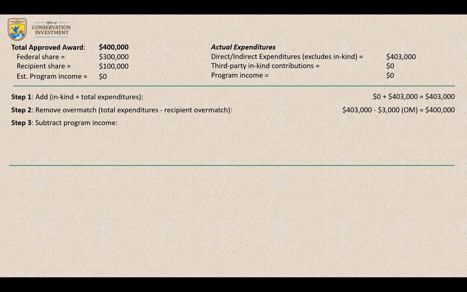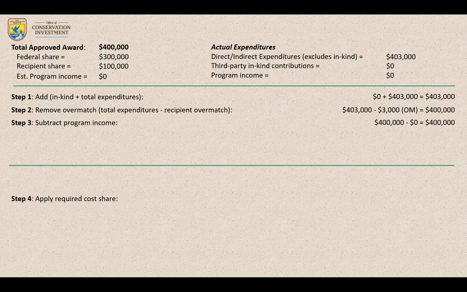In Step 3, the recipient takes the adjusted outlays from Step 2 and subtracts the total amount of program income that was earned during the award period of performance. In this scenario, no program income was earned, therefore we subtract 0 from the adjusted outlays.